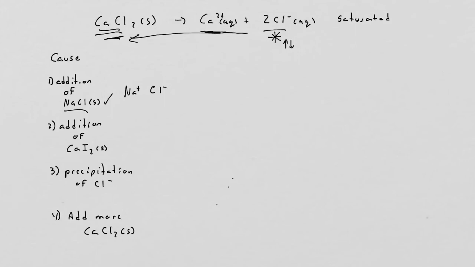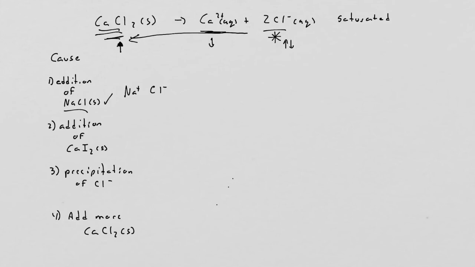Since it's shifting to the left, what's going to happen to the amount of calcium ions? They're going to go down. And what's going to happen to the amount of solid calcium chloride? It's actually going to go up. When you add a common ion in general, you decrease the solubility of the salt, because when you shift to the left, some of the calcium chloride that was dissolved will precipitate out. It'll become less soluble in the presence of a common ion.